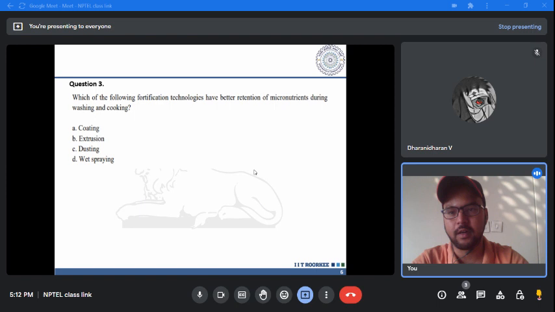So question three: which of the following fortification technologies has a better retention of micronutrients during washing and cooking? Your options are A, coating, B, extrusion, C, dusting, and D, wet spraying. I'll repeat again. Which of the following fortification technologies has a better retention of micronutrients during washing and cooking? Please write in the comment box if you know the answer.